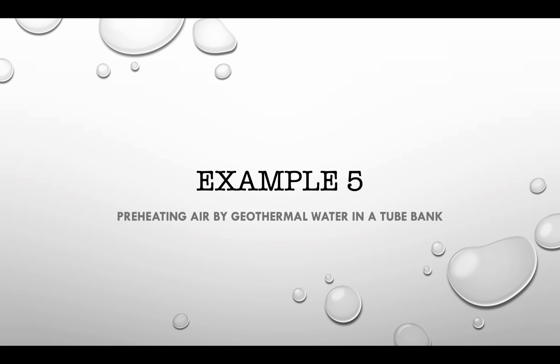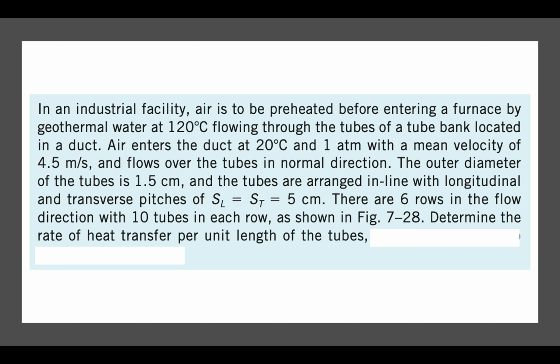Preheating air by geothermal water in a tube bank. So this is the question. In an industrial facility, air is to be preheated before entering a furnace by geothermal water at 120 degrees Celsius, flowing through the tubes of a tube bank located in a duct.